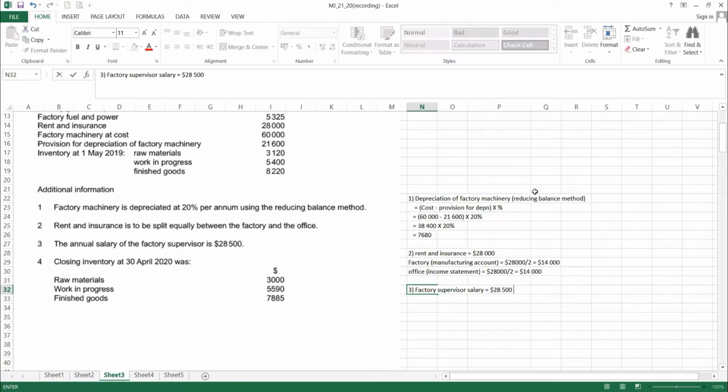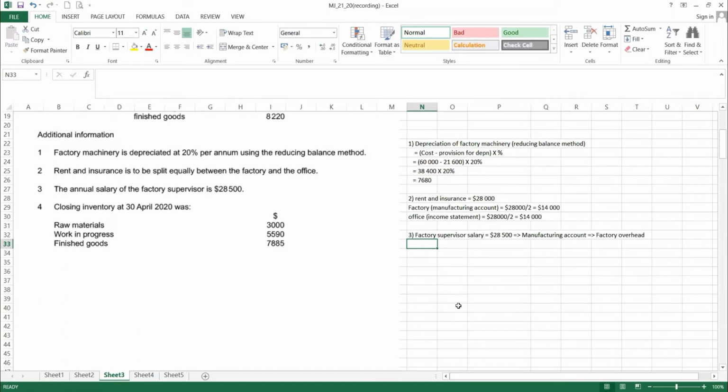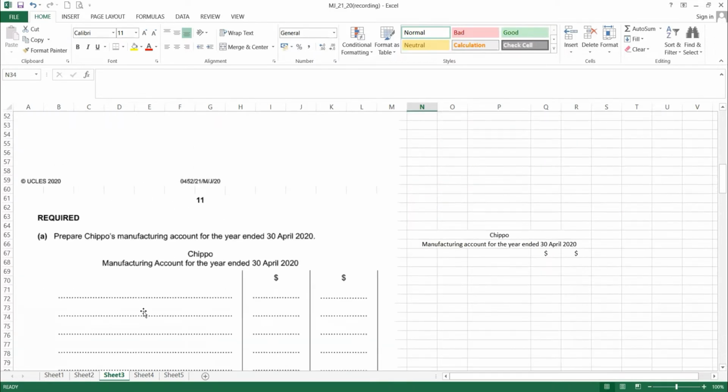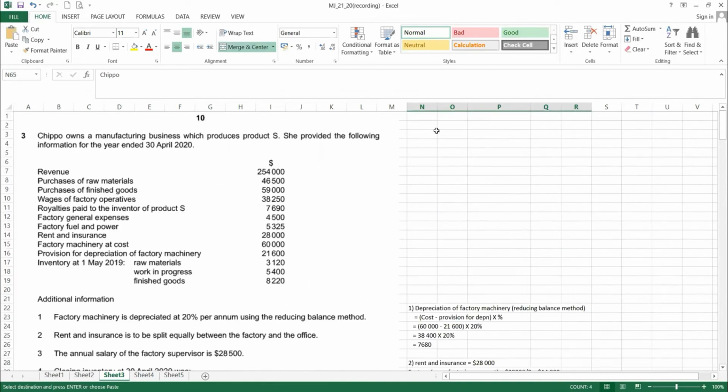28,500. Okay, this amount sitting in the manufacturing account, under what section? Under the factory overhead section. So take notes about it. Next is that closing inventory. Okay, this is a closing inventory that later we will use. They asked to prepare the manufacturing account. So let's we put up to here.